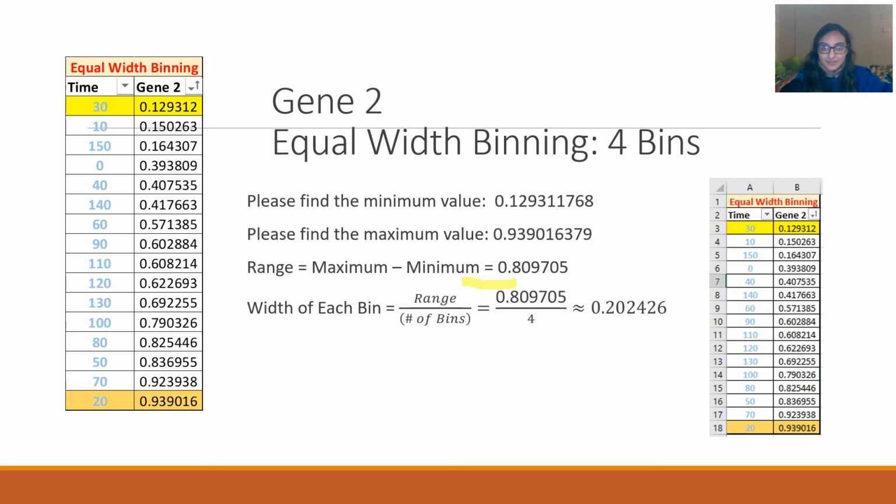This is the minimum value here, and the maximum value here. This range covered by the min to the max is going to be 0.809705. What we do is divide it by 4 and we get the width of each bin. Here it's sorted by the gene expression values, and that tells us how wide gene 2's bins will be, and you're going to see it's different from what gene 1's width was.